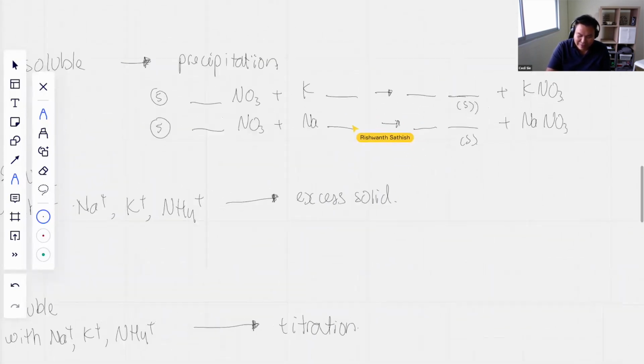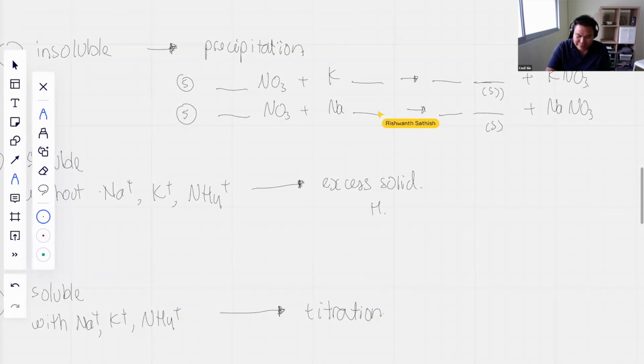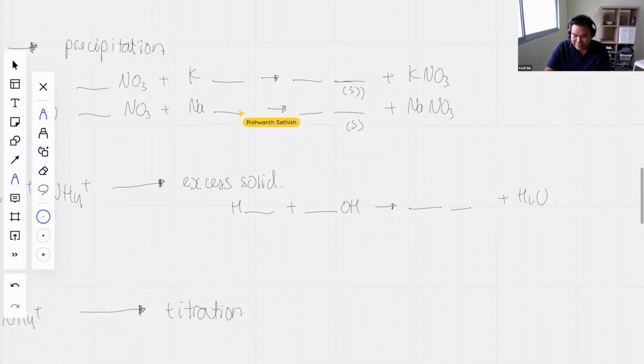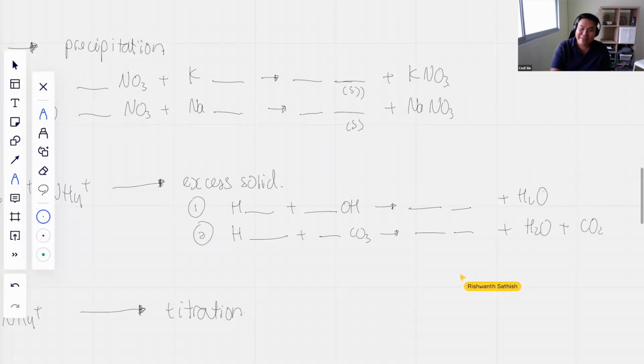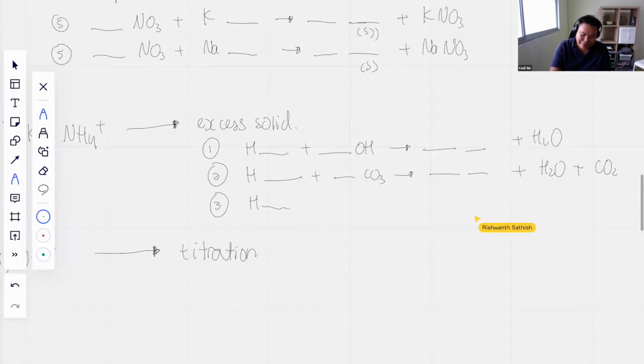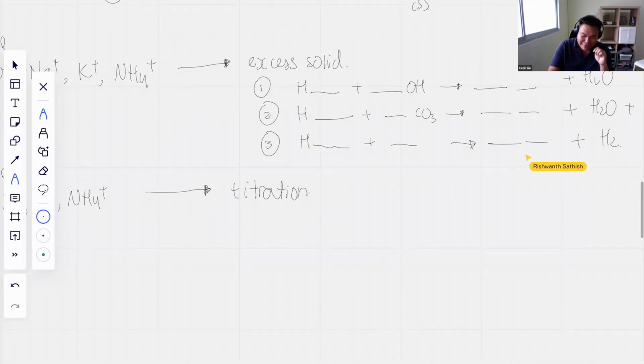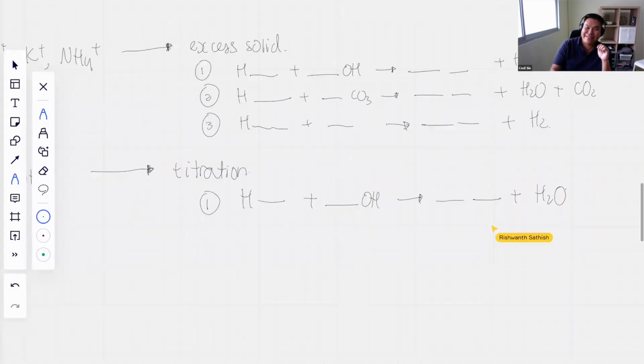The excess solid method is this one, acid plus base, and you get the salt plus water. And what else? Acid plus carbonate, then you get salt plus water plus carbon dioxide. This is pattern number one, correct? This is pattern number two. And pattern number three is acid plus metal, salt plus H2. Correct. Titration is pattern number one also. Understand?